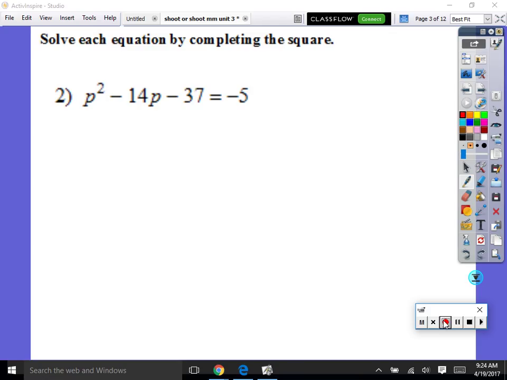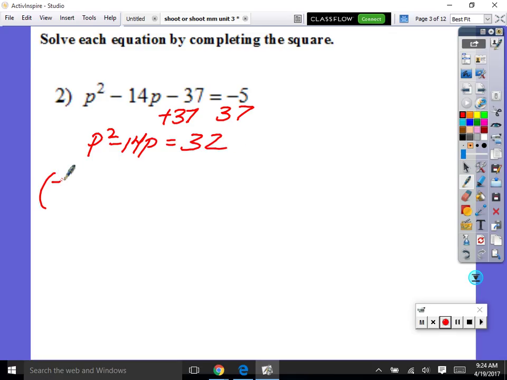Okay, so what's the first thing you do? Add 37, what do we get? Okay, we have p squared minus 14p equals what? Okay, next step. Yeah, you're right. B divided by 2 squared, which is negative 7 squared, which is 49. So we add 49 to both sides.